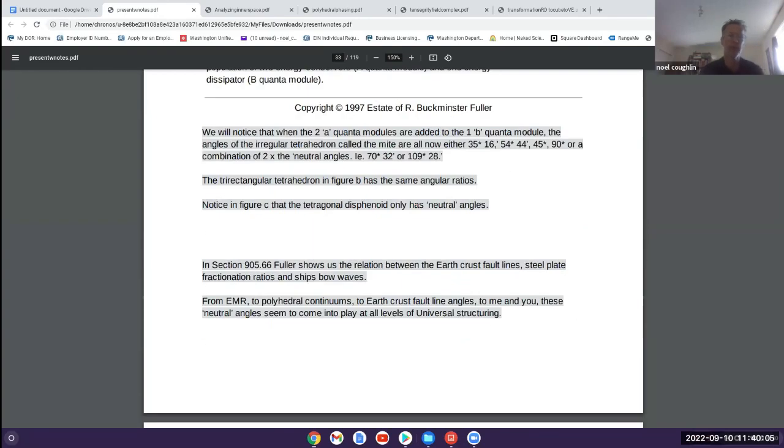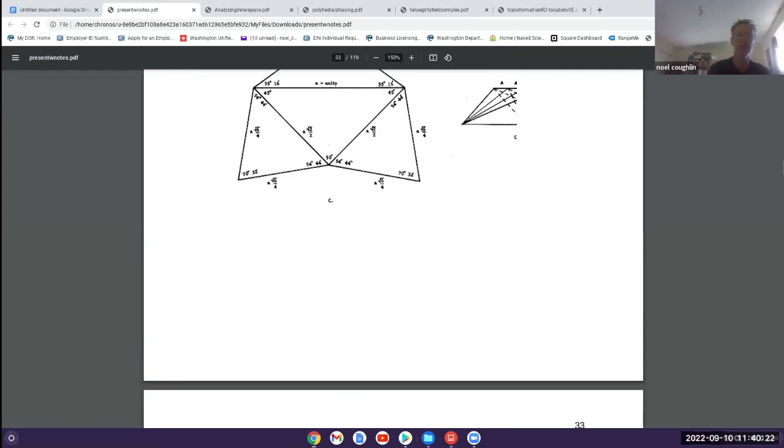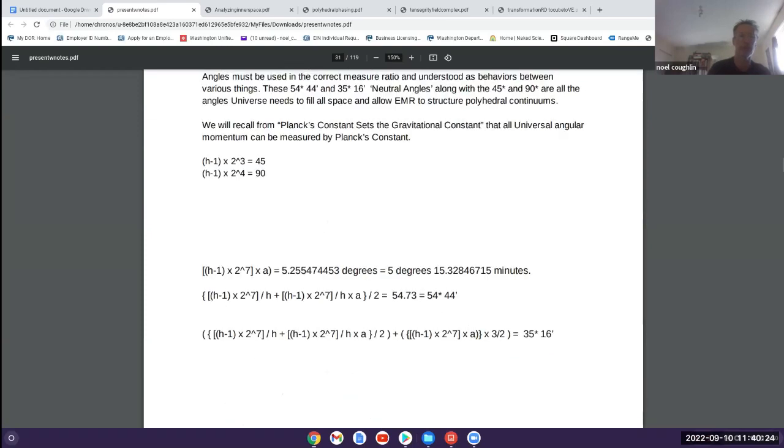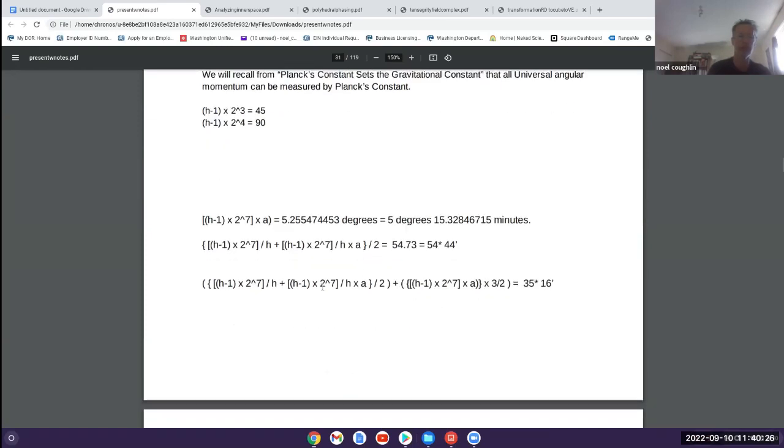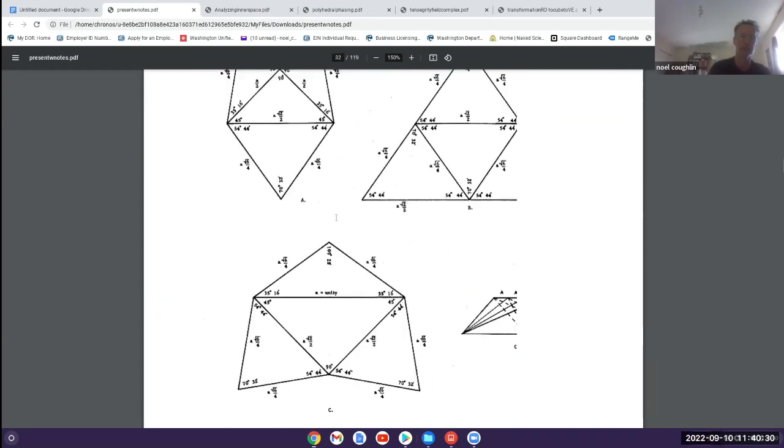We'll notice that when 2A quantum modules are added to the 1B quantum module, the angles of the irregular tetrahedron called the mite are all now 35°16', 54°44', 45°, or 90°, or a combination of the two neutral angles. Once again, relating those always to a relationship between Planck's constant and the fine structure constant. And that's kind of interesting that those numbers would all work out to be those exact degrees.